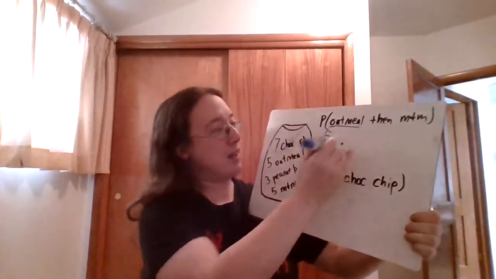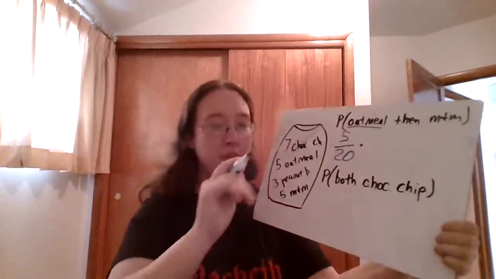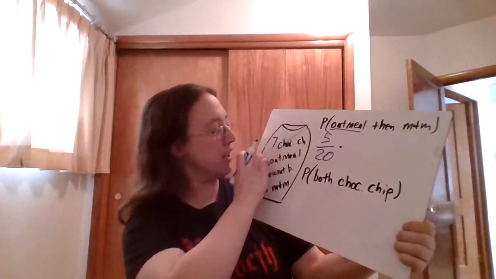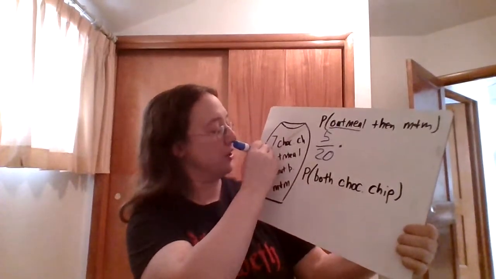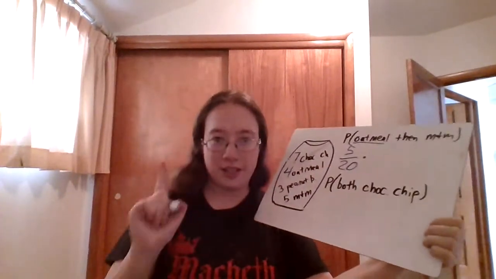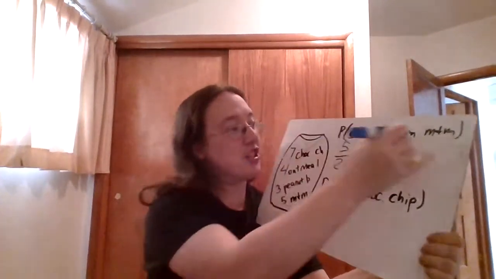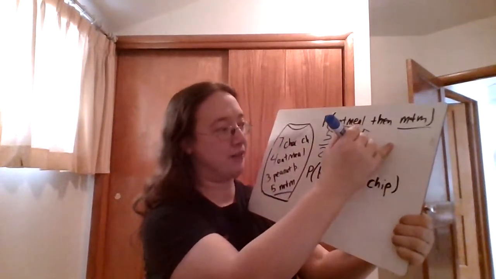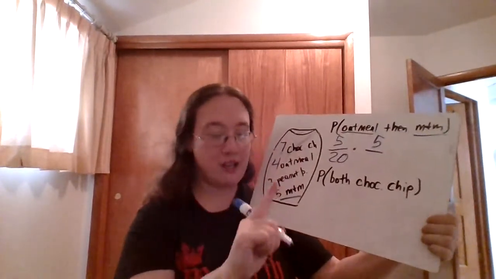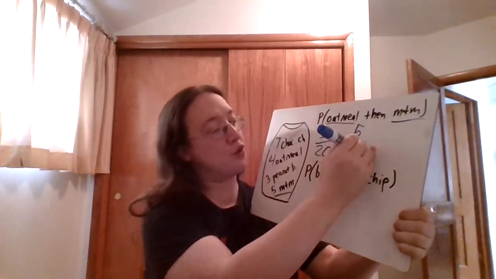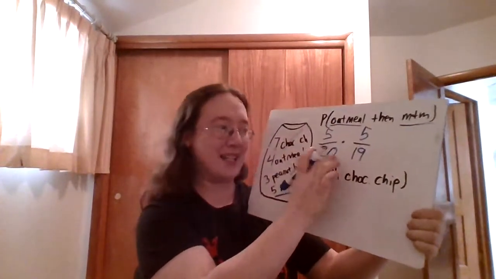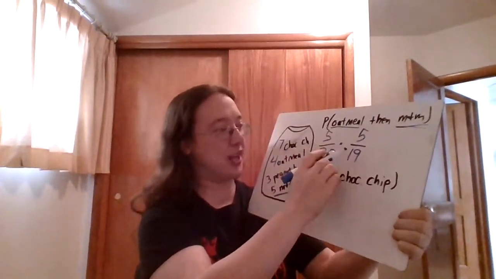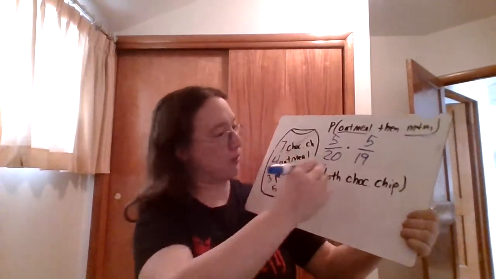Okay, and then M&M. Once we take that oatmeal cookie out, I don't have 5 of them anymore, now I've got 4. You may notice that didn't change the number of M&M cookies. We've still got 5 M&M cookies, so this is still a 5. But it does change the total number of cookies. So now instead of 20, we have 19. So watch out for that. That didn't change our number of M&Ms, but it did change our total number of cookies.